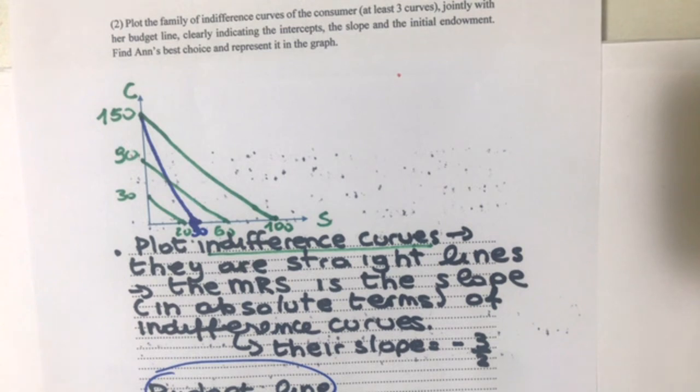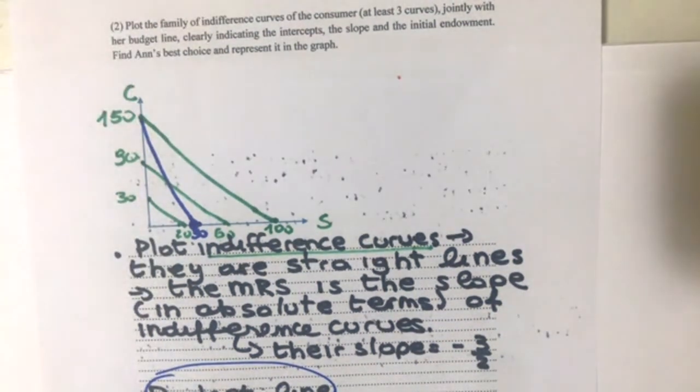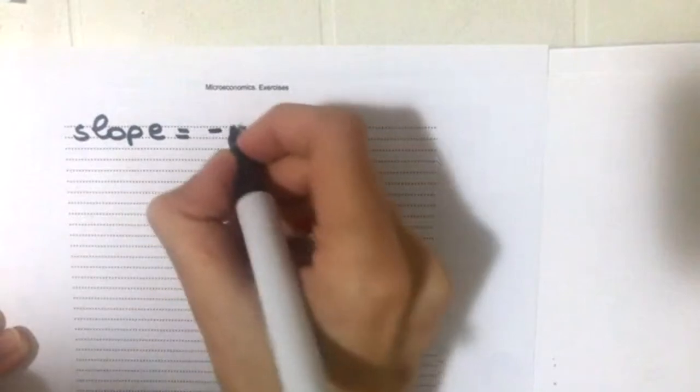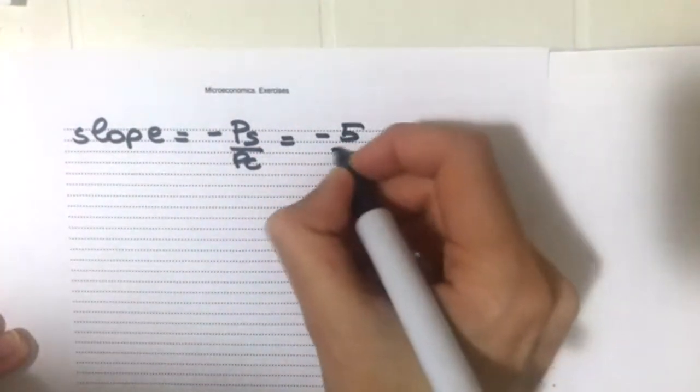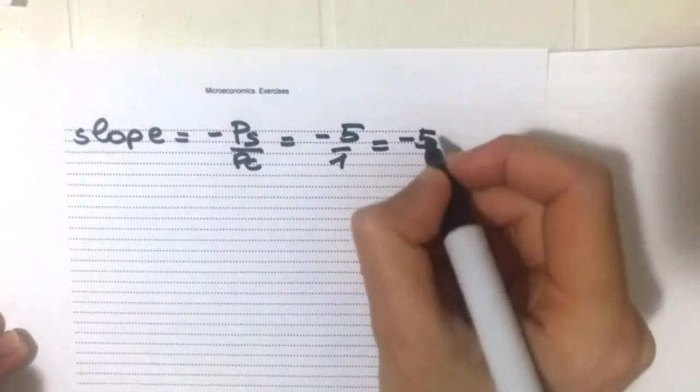I'm missing the slope. So now we have to compute the slope of the budget line, but this is very simple. We can simply compute it by computing the price ratio, so minus PS over PC, minus 5 over 1, so the slope is minus 5.